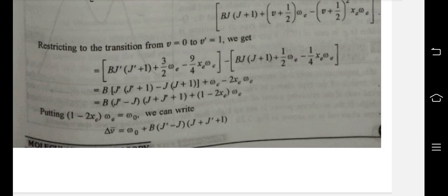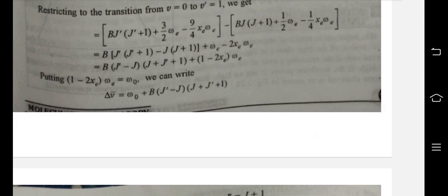Restricting to the transition from V = 0 to V' = 1, we get B_J'·J'(J'+1) + (3/2)ω_e − (1/4)x_e ω_e − B_J·J(J+1) − (1/2)ω_e + ... which is further equal to B_J'J'(J'+1) − J(J+1) + ω_e(1 − 2x_e), which on further solving will give B(J' − J)(J + J' + 1) + (1 − 2x_e)ω_e.